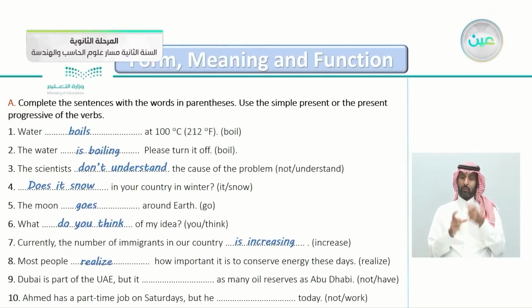Number nine, Dubai is part of the UAE, but it as many oil reserves as Abu Dhabi. We have the negative word not and the verb have.